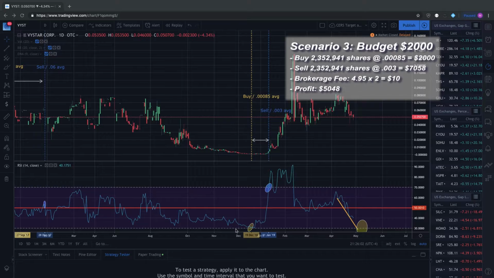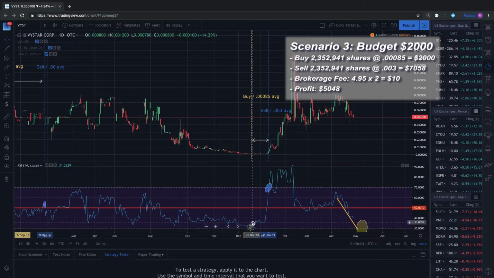Oversold contact is made on December 19th. We buy our daily average at 0.00085, which gives us approximately 2,353,000 shares. And on January 10th, you can see here, we cross the 50 RSI, but we let the stock ride another day just to test the trend and see if it keeps trending up.